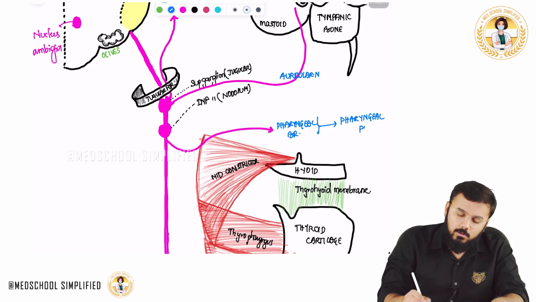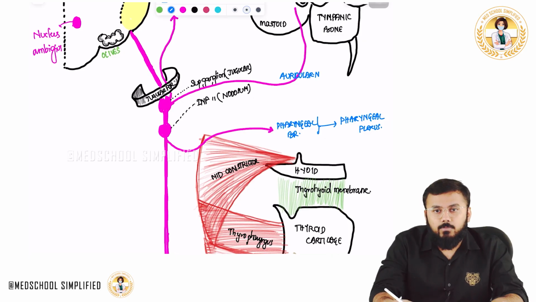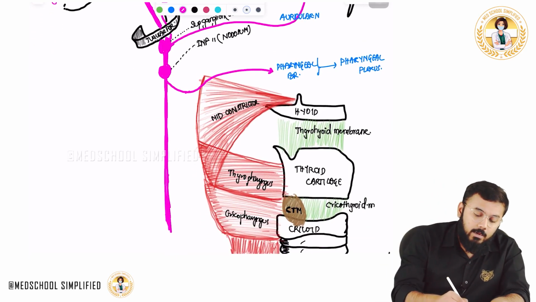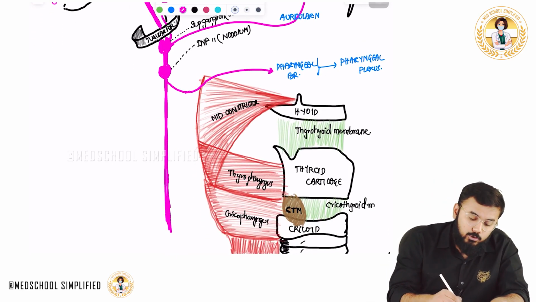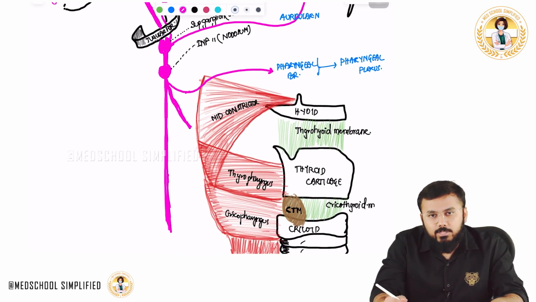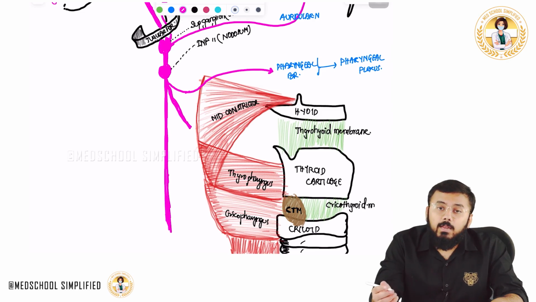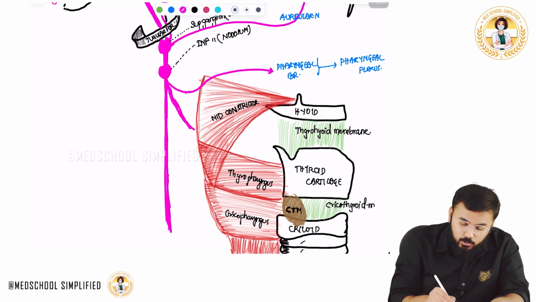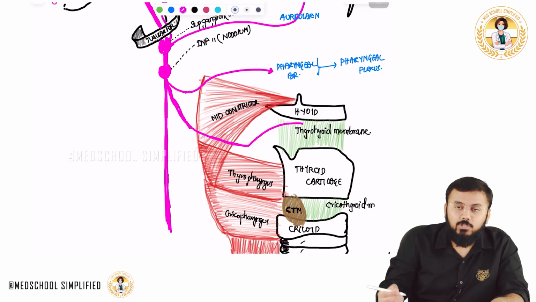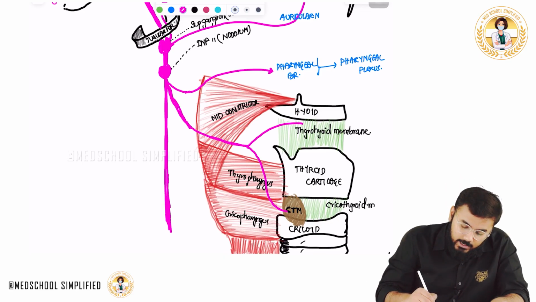Pharyngeal branch and pharyngeal plexus. Okay. Now comes the real branch which I told you just now, the superior laryngeal nerve. See, this branch which is coming right now is your superior laryngeal nerve. What did I tell you? Superior laryngeal nerve will divide into two branches. It is coming all the way and divides into two branches. This is one branch, and this is another branch.